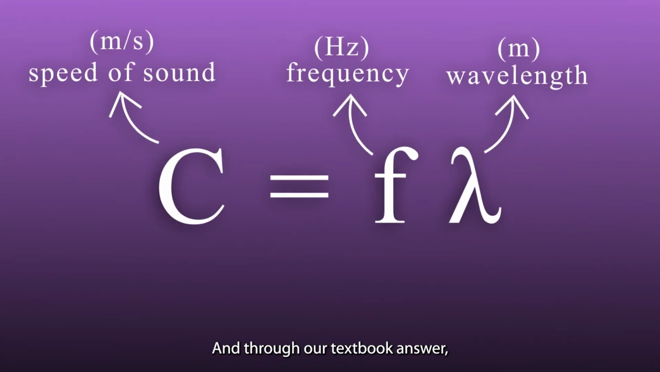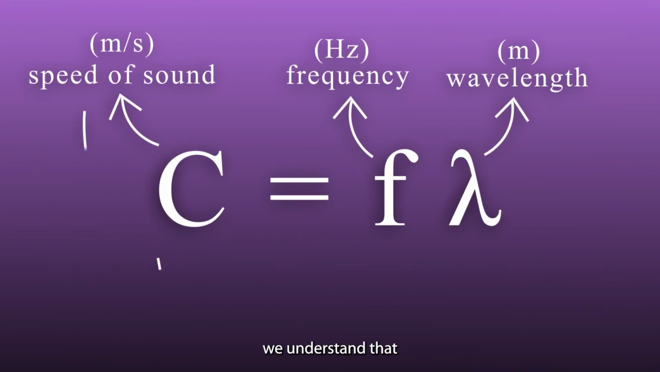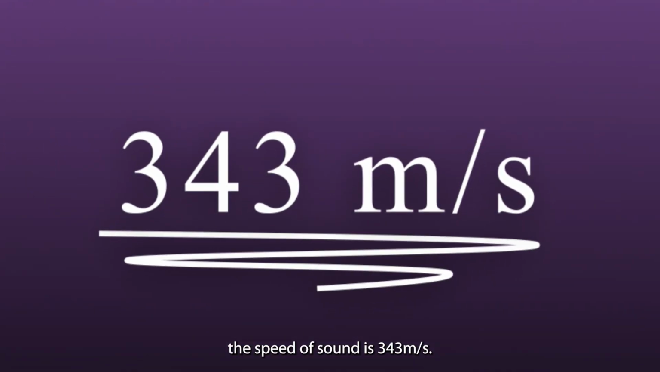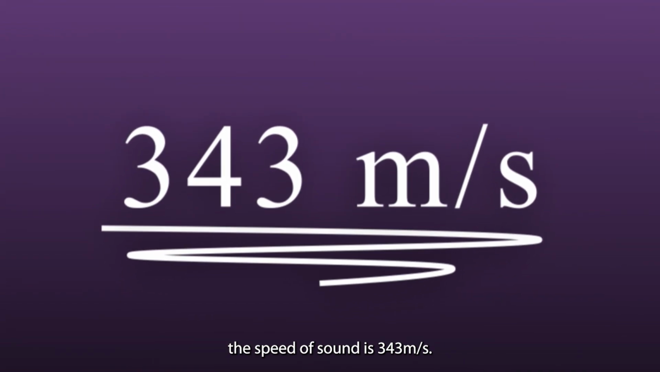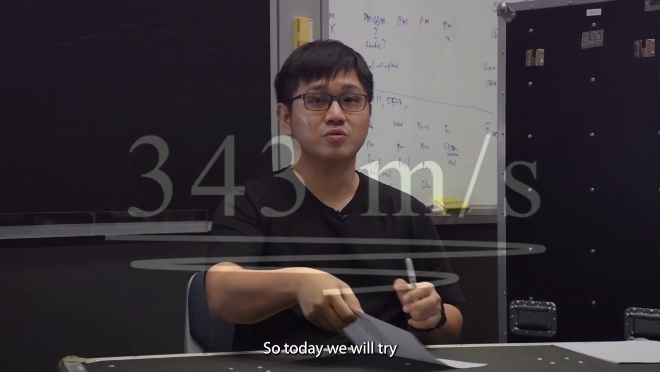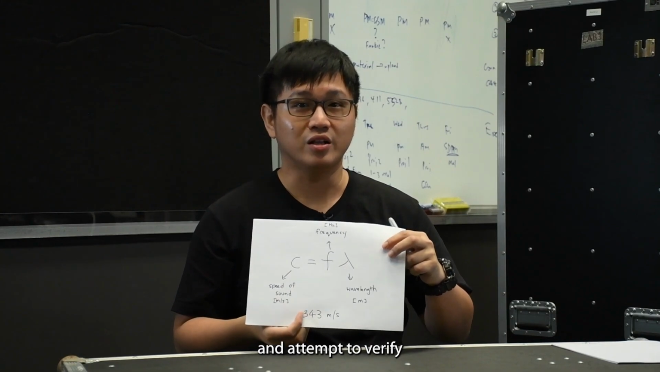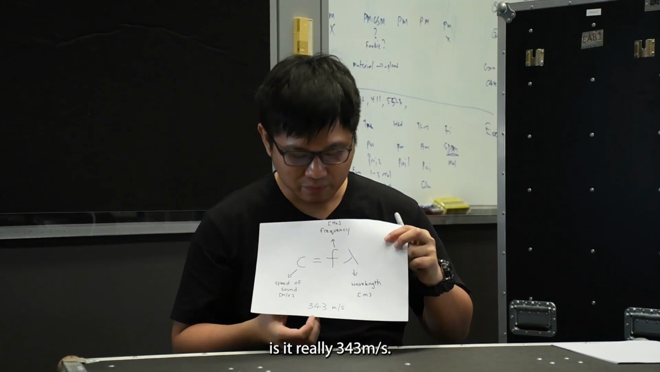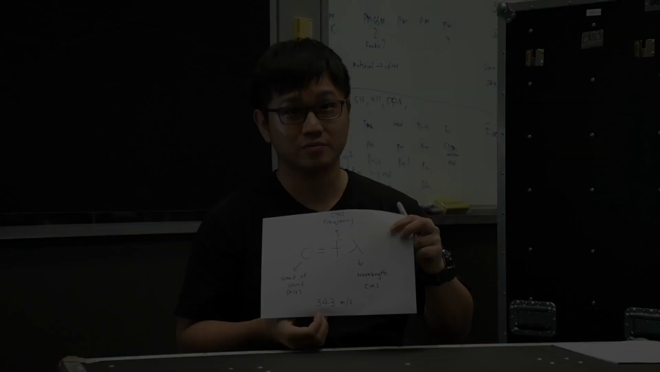And through our textbook answer, we understand that the speed of sound is 343 meter per second. So today, we will try and attempt to verify whether the speed of sound is really 343 meter per second.